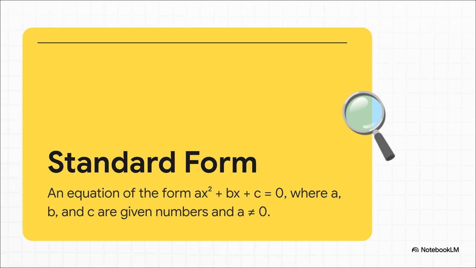Boom, you get 6x squared minus 10x. Then we just shove the x and the 30 from the right side over to the left, combine the like terms, and we land on our clean, organized standard form. 6x squared minus 11x minus 30 equals 0. Now we can actually get to work.